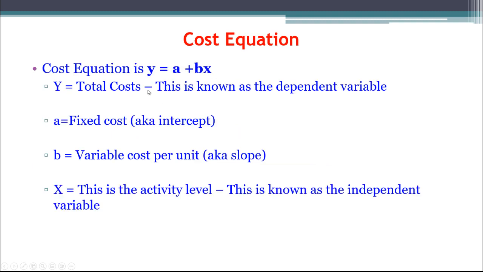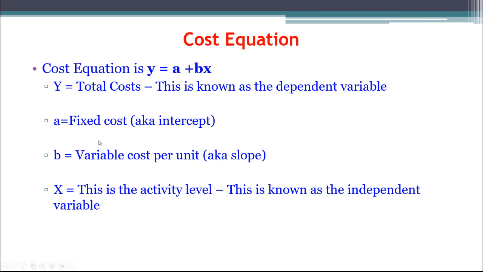Y is equal to the total cost. That's what total costs are referred to as. This is sometimes known as the dependent variable because Y depends on everything else. It's the answer to all these other items. A is the fixed cost, also known as the intercept. It's the amount where we have zero activity. It's on the vertical axis. We have zero activity, but we still have a cost. That's our locked-in fixed cost.